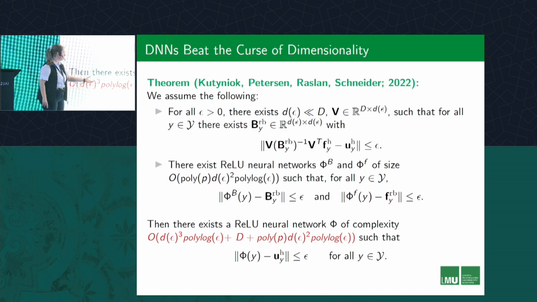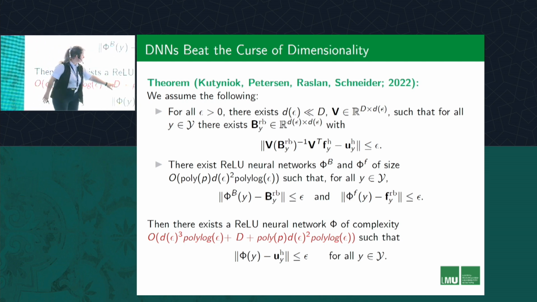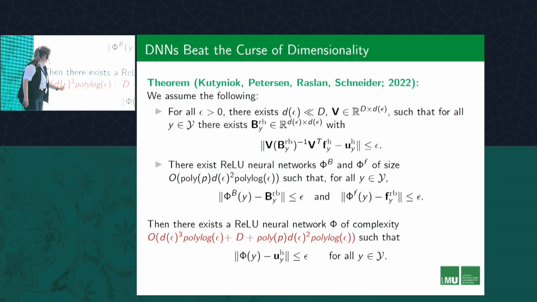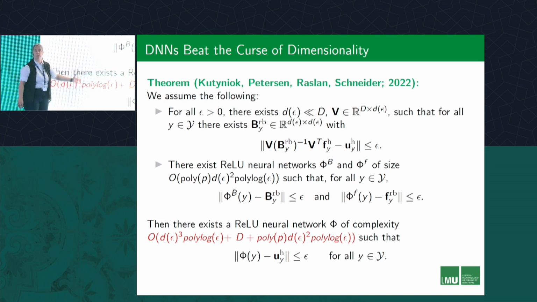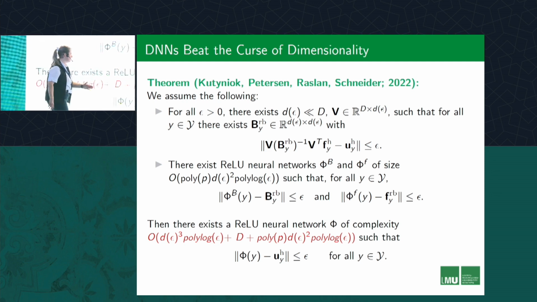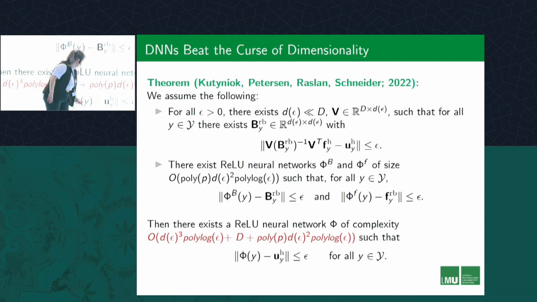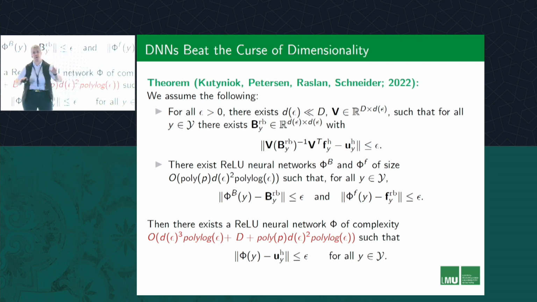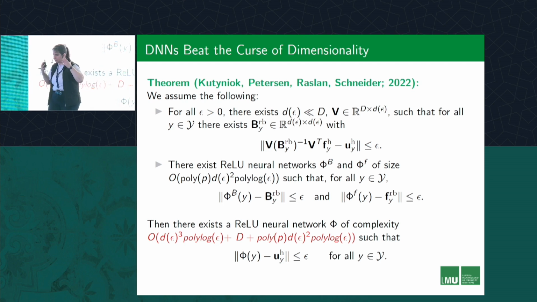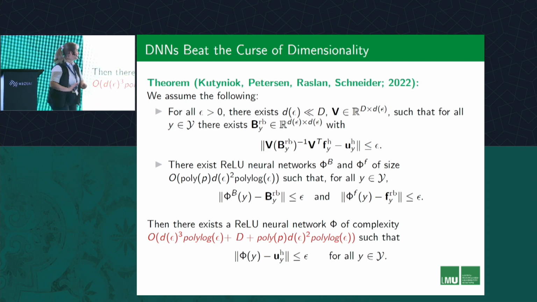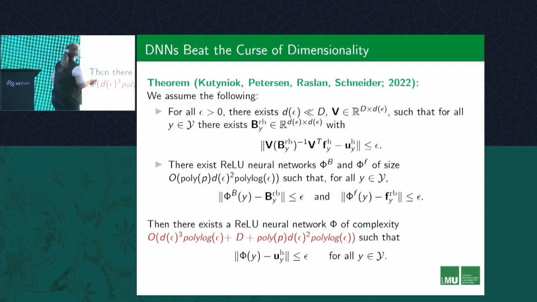As you see, this complexity is extremely nice. This high dimension is only linearly in here, and the dimension of the reduced space is only cubically. So there's no exponential term here, which you would expect if the curse of dimensionality would still be present. So there exist neural networks of such a nice complexity that the neural network function approximates my solution up to a certain epsilon for any parameter. So this shows that with neural networks, we can, in a certain sense, solve this universally.